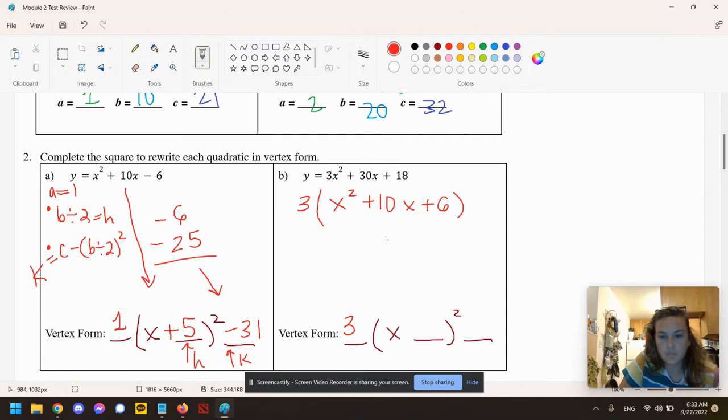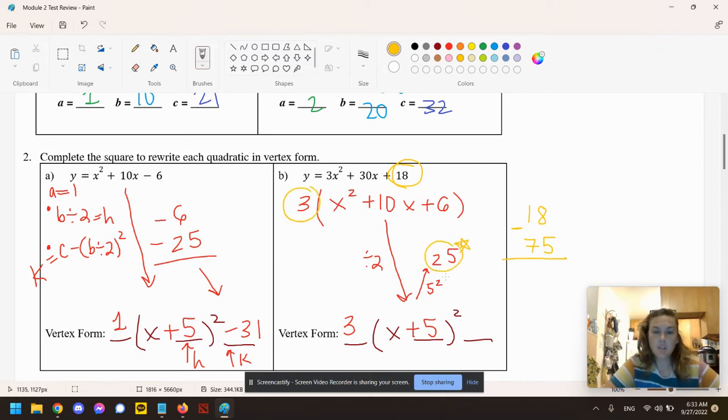We write the 3 out front. Then we still divide by 2. We still square it. Then I can do one of two things. And I'm going to do the thing that we've been doing forever, which is I want to do 18 minus whatever I got here, but I need to do 3 times whatever I got here, because basically the perfect square with 10x and x squared is going to have 25 off to the corner, but I've got 3 of them. So I'm going to do 18 minus 75.